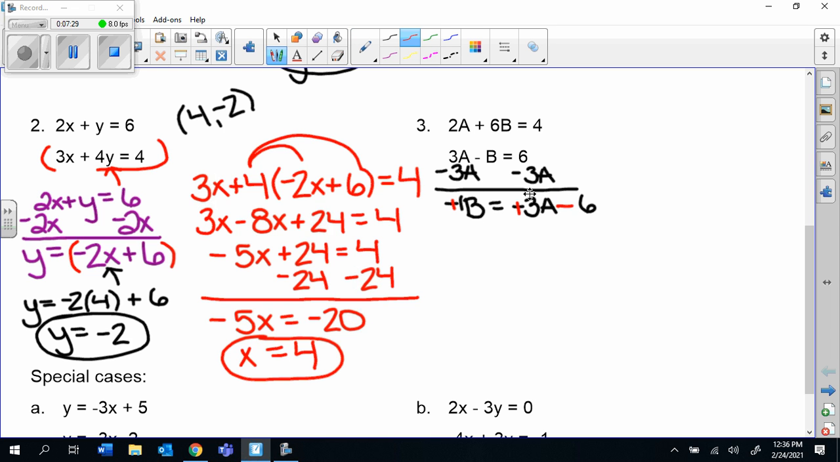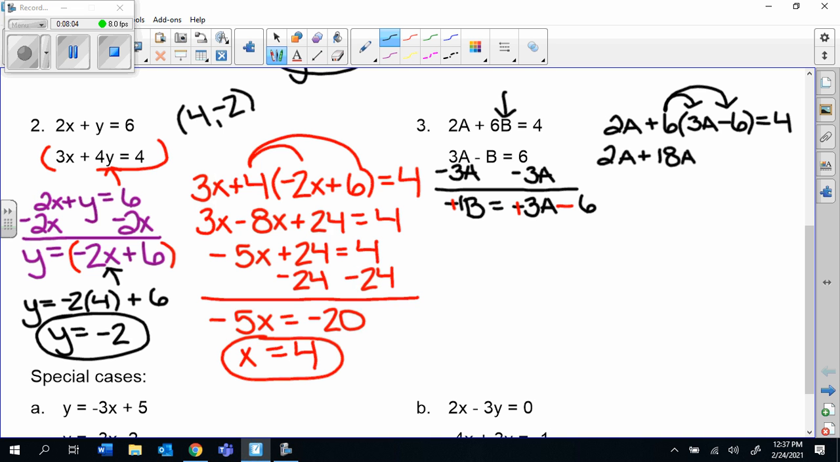All right. So now I've solved the second equation for b. b equals 3a minus 6. So now that's what I'm going to plug into the top equation for b. So 2a plus 6 times (3a minus 6) equals 4. It's all in one variable. The first step, I need to get rid of those parentheses by distributing that 6. So 2a plus 18a minus 36 is 4. Add my like terms.